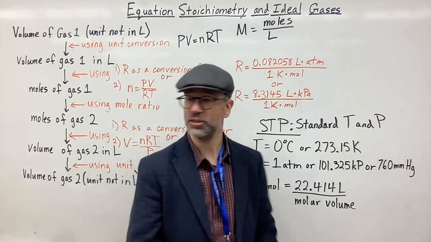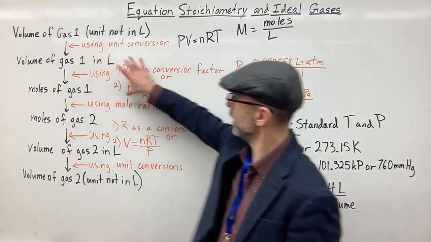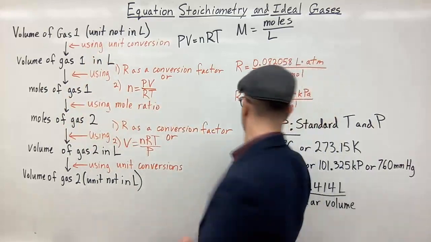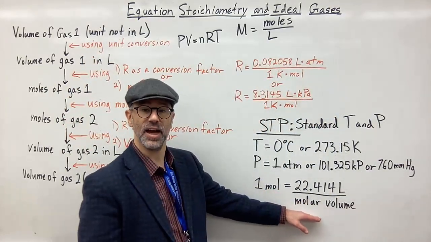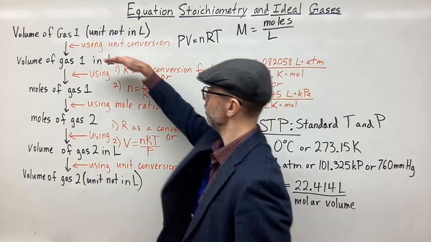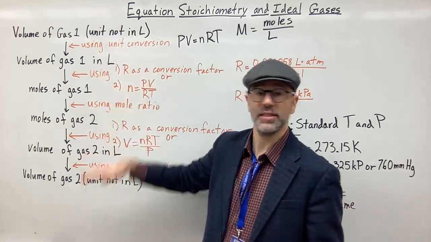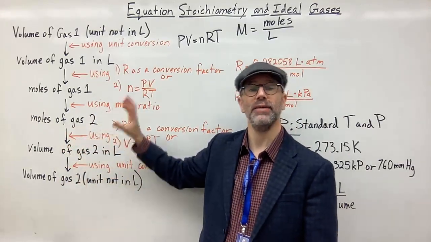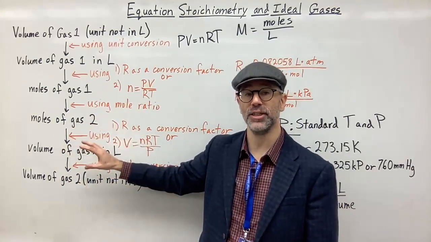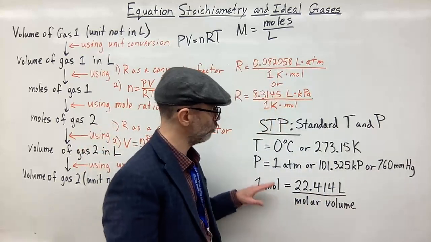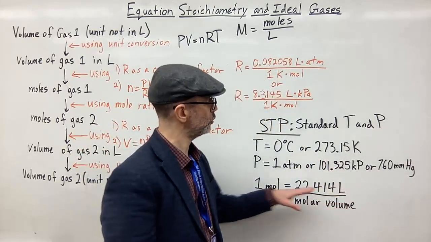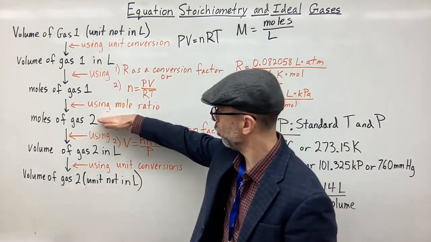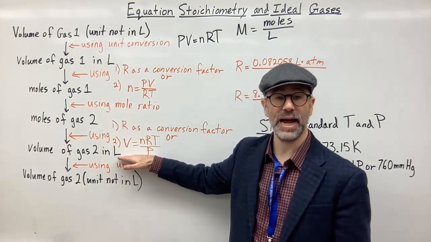So under standard conditions, at this point here, if gas number one is under standard conditions, then you can use this as a conversion factor to convert between liters and moles. Same thing here. So once you get to moles of gas number two, if gas number two is under standard conditions, then you can go ahead and use the molar volume, 1 mole is equal to 22.414 liters, to convert from moles of gas 2 to liters of gas 2.